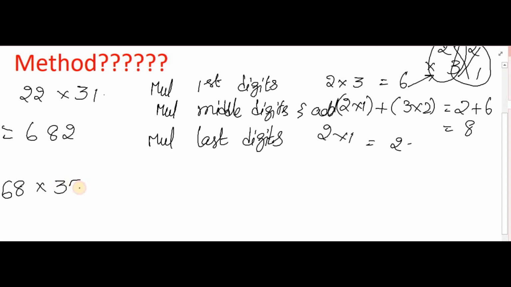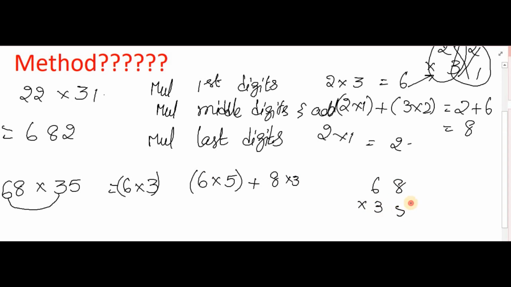Now in the same way we'll follow the same steps for the next question, 68 into 35. So first we'll multiply this 2, and then the cross multiplication. 6 into 5 plus 8 into 3. Okay, we'll write like this, 68 into 35. And now the last 2 digits, that is 8 into 5. So 6 3s are 18, 6 5s are 30 plus 8 3s are 24, that is 54, and 8 5s are 40.